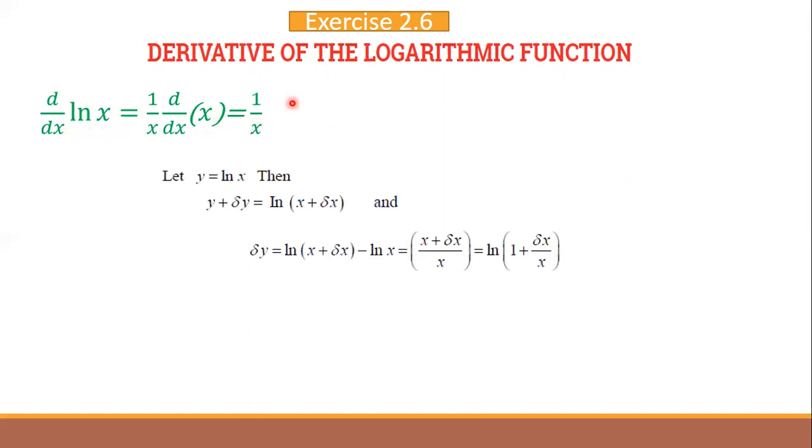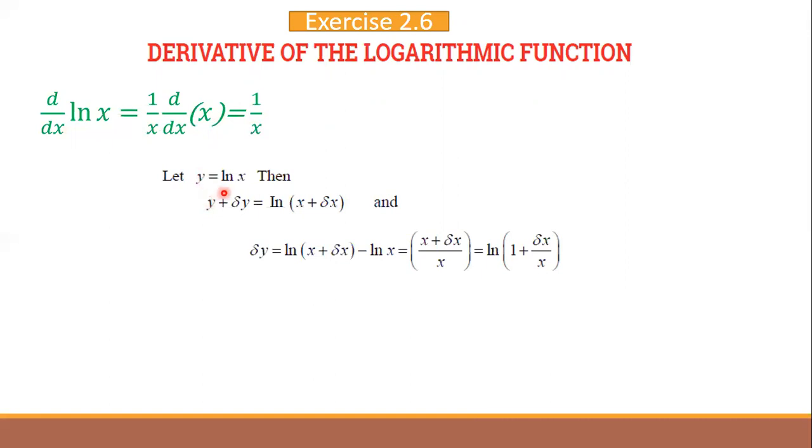Our first article is the derivative of the logarithm function. Here we will discuss the derivative of the logarithm function. That is, d by dx of natural log of x is 1 over x times the derivative of x, that is 1. Now we will move to the proof of this.